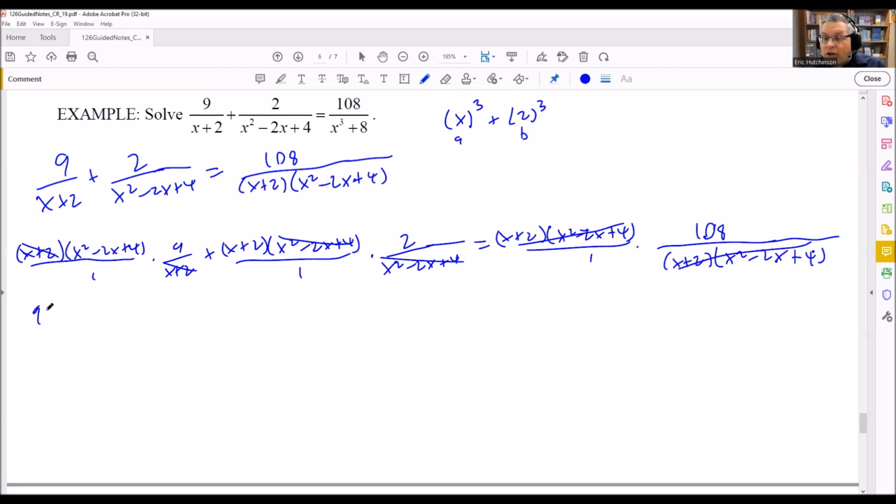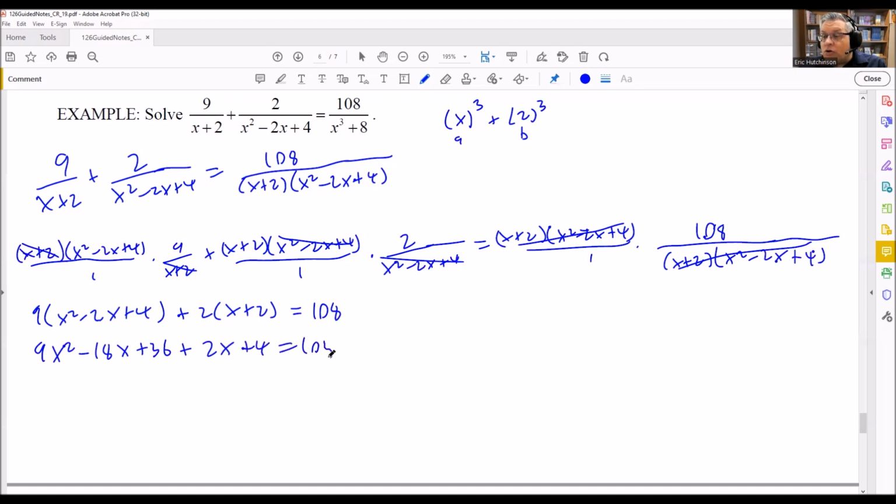So let's rewrite what we have. We have 9 times x squared minus 2x plus 4. That's all I have for the first fraction. And I have plus 2 times x plus 2. That's all we have there. And that's just going to equal 108 because everything else canceled out there. So now we just have to solve this equation. 9 times everything, 9x squared minus 18x plus 36. I have plus 2x plus 4 equals 108.